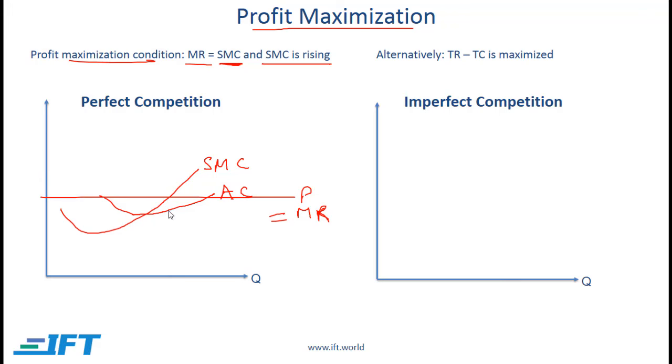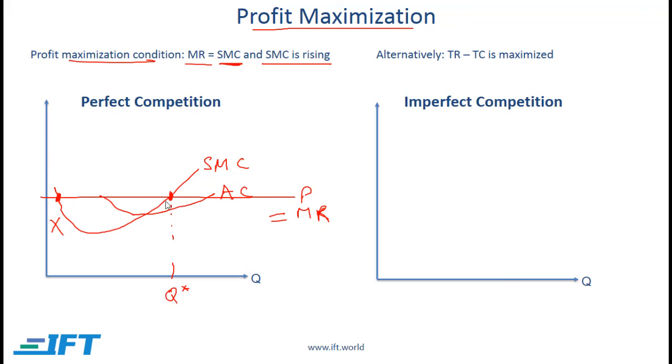Now profit is maximized at the quantity where the short run marginal cost is equal to the marginal revenue, so that's this point. So this is the quantity at which the profit is maximized. Now there might be this other point also where the short run marginal cost is equal to the marginal revenue, but at this point the short run marginal cost is falling, so this will not be the profit maximization point.